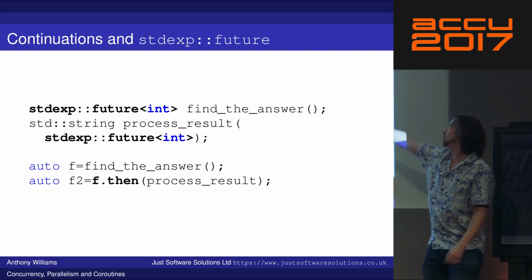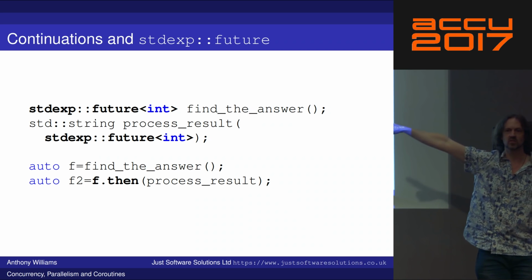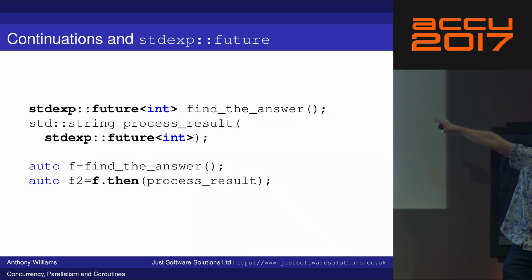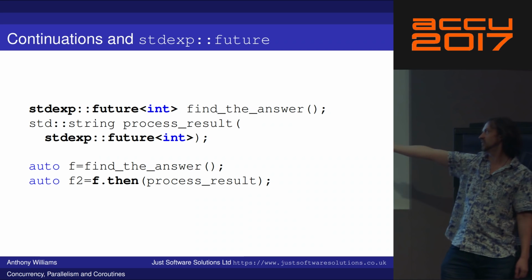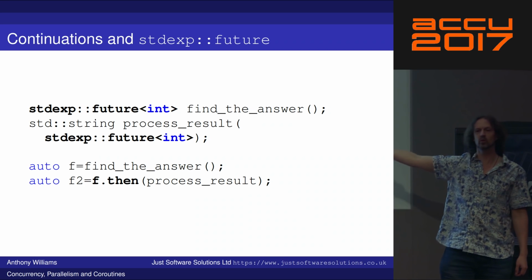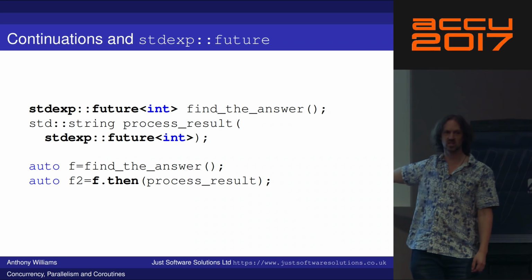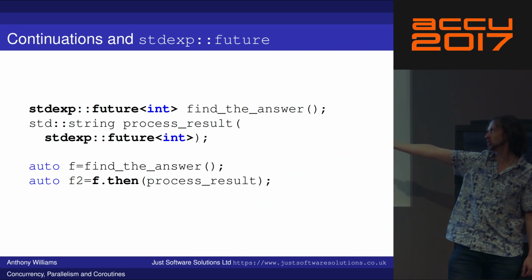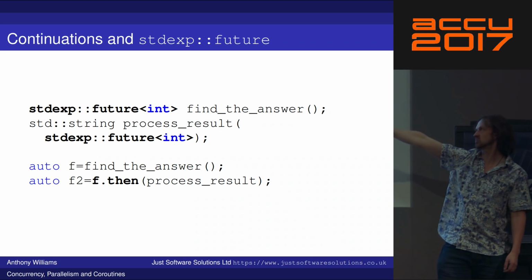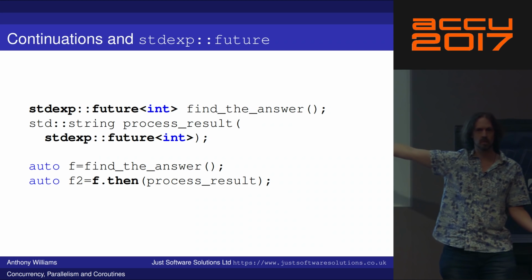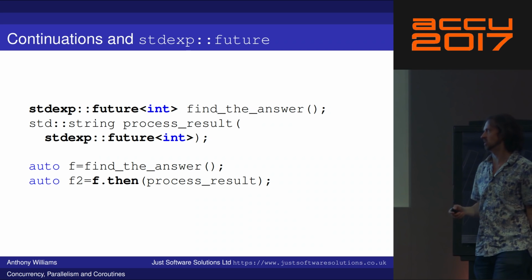So, a code example: we've got some function, find the answer, that returns us a TS future. We've got another function, process the result, that's going to take in that future. So we call find the answer, which gives us f. We call f.then and pass in process the result. It gives us a new f2, which will be a future of a string because process returns a string. It will be whatever data type you pass.